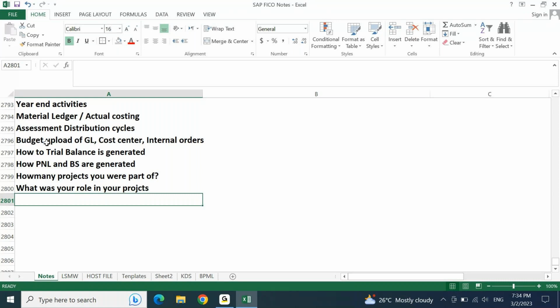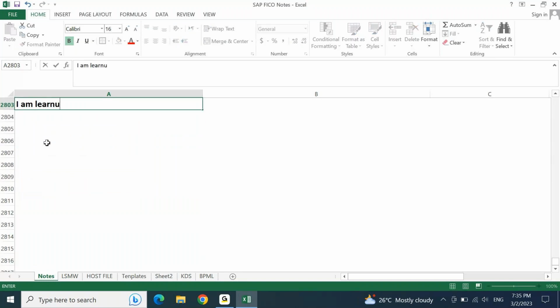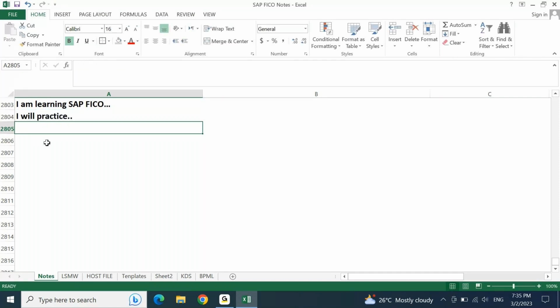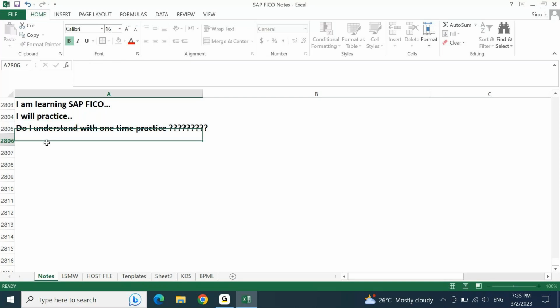If it is straight away related to configuration, there is no point of preparing for the interview specifically, because if you have done the configuration, let's say I am learning SAP FICO. When I'm learning SAP FICO, what I will do normally is practice. Yes, no? Yes, sir. I'm learning SAP FICO, I will practice SAP FICO. So, do I understand with one time practice? If I create a company code only one time, is that done?